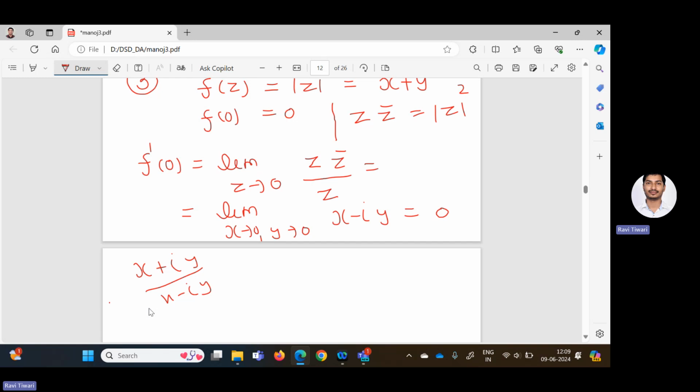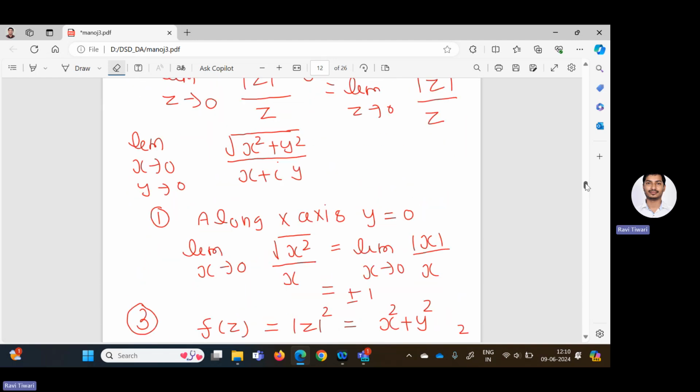But here, because this function is defined at x equal to 0 and y equal to 0, there is no need to choose a different path. If your function is not defined and you are getting some rational function, then you can convert into one variable by considering the x-axis, y-axis, or any other path. So this limit comes to be 0, so this function is differentiable at z equal to 0. I hope now the differentiability concept is clear to you.